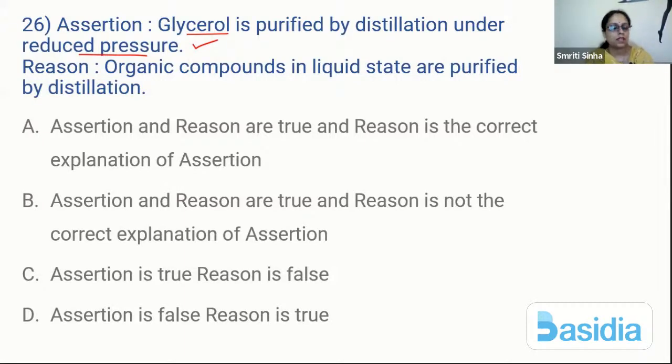Okay, so the assertion is correct. Organic compounds are purified by distillation. This is also correct, but reason is not the correct explanation for assertion. So here the assertion and reason both are true, but reason is not the correct explanation for assertion. That's why option B is correct.